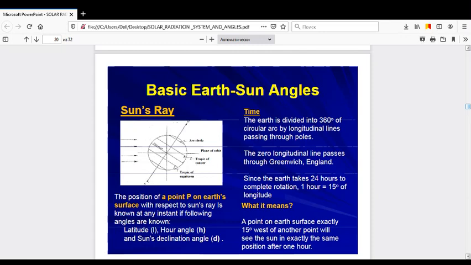The zero longitudinal line passes through Greenwich, England. Since the Earth takes 24 hours to complete a rotation, 1 hour is equal to 15 degrees of longitude. What does this mean? A point on Earth's surface exactly 15 degrees west of another point will see the sun in exactly the same position after 1 hour.